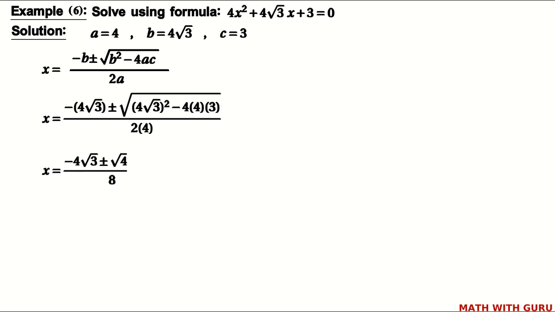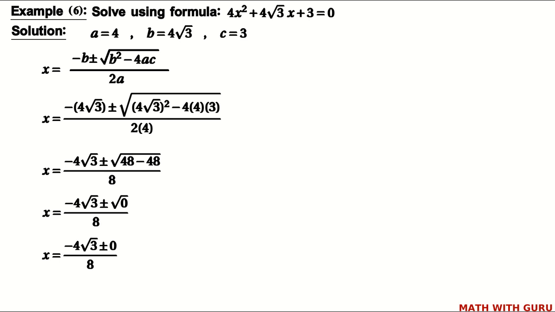x equals minus 4 root 3 plus or minus root of 4 root 3 whole squared. 4 fours are 16. Root 3 into root 3 is 3. 16 multiplied by 3 is 48. And in the second term, 4 fours are 16, 16 threes are 48. Therefore, minus 4 root 3 plus or minus root 0 divided by 8. x equals minus 4 root 3 plus or minus 0 divided by 8.